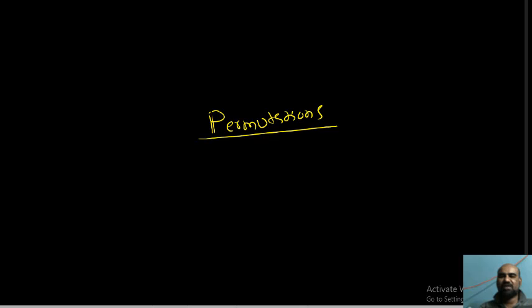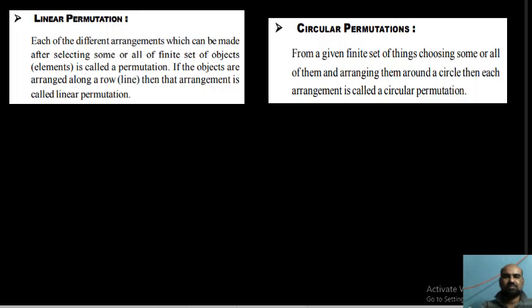The meaning of permutations is arrangement of things. So arrangements are of two types. One is linear arrangement, another is circular arrangement. I will explain one by one, students. Permutations are of two types: linear permutations and circular permutations.